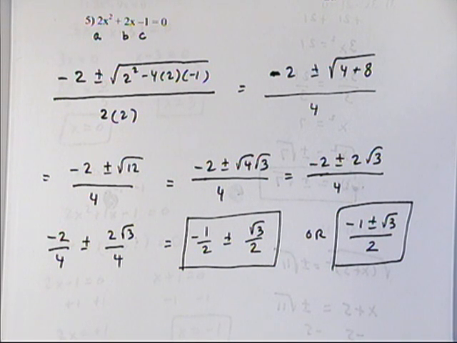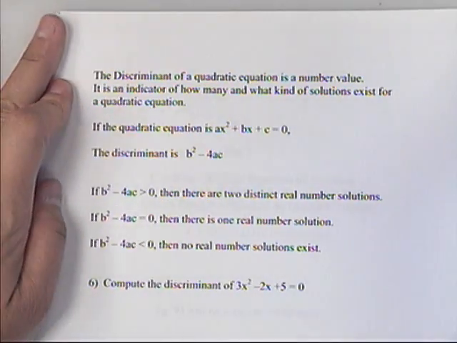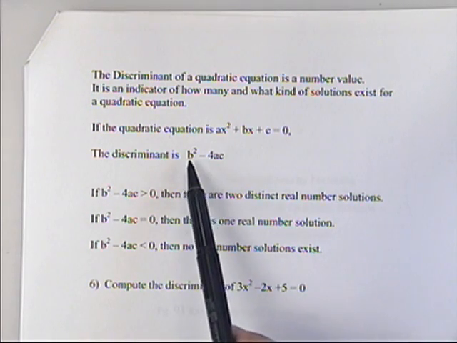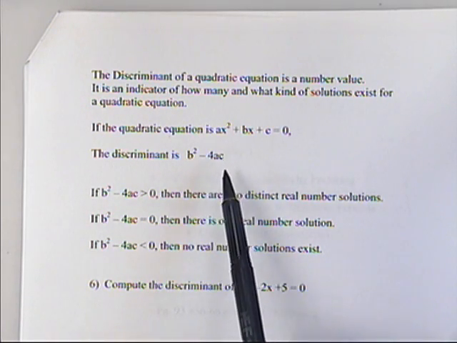Now, the last thing I want to show you is how to find something called the discriminant. You've seen it before. It simply tells you how many answers and what kind you have. So the discriminant is this. It's b squared minus 4ac.